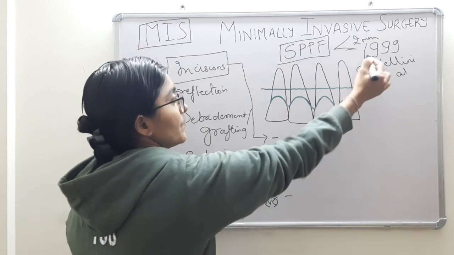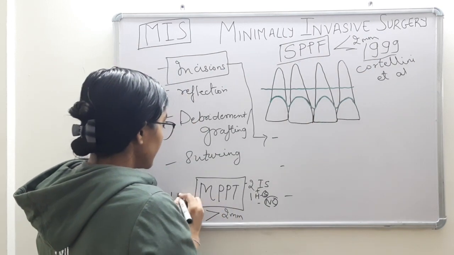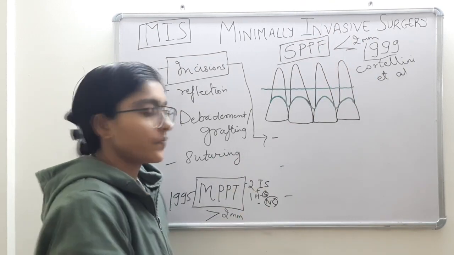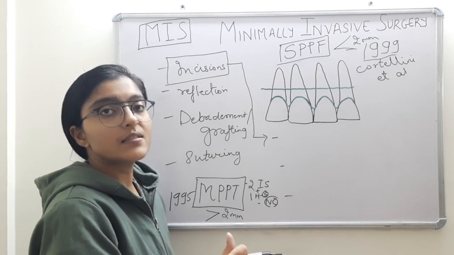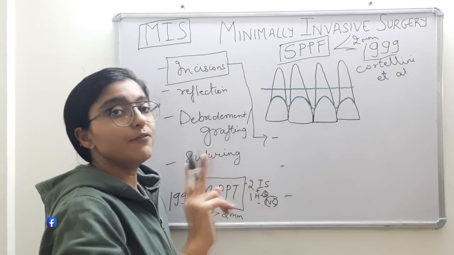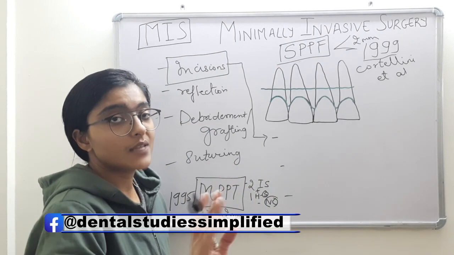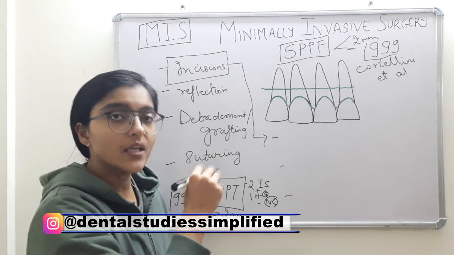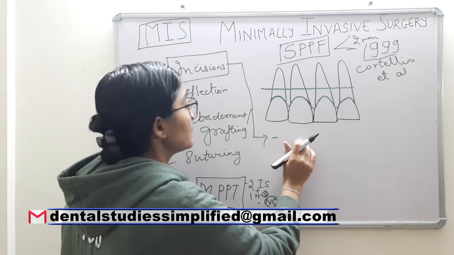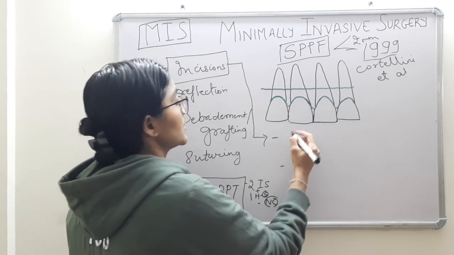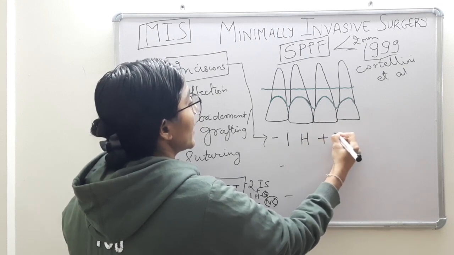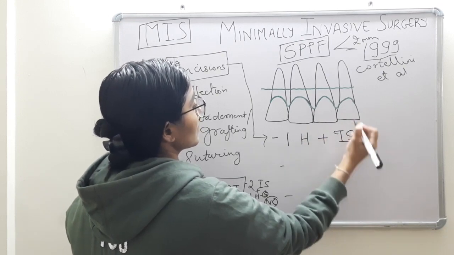The second difference is in their years: MPPT was given in the year 1995, SPPF in the year 1999. Authors same. Now we will discuss the differences in their incision pattern. Here the sequence is, first they give two interproximal incisions which are separate, non-continuous, and then they are connected by a single straight horizontal incision. Now talking about SPPF, the sequence is opposite. Here one horizontal incision, then followed by the vertical incisions, okay.